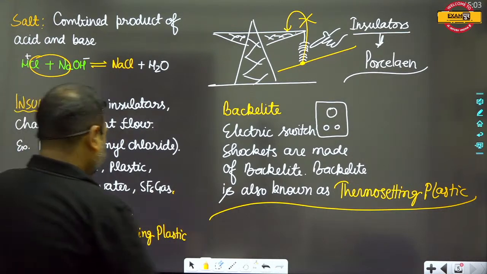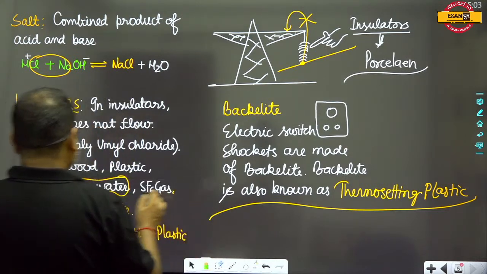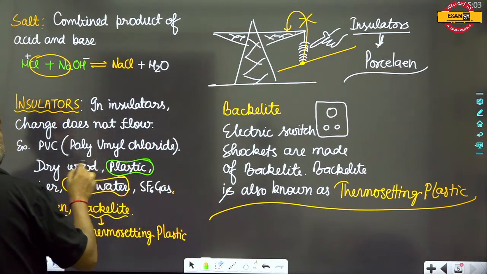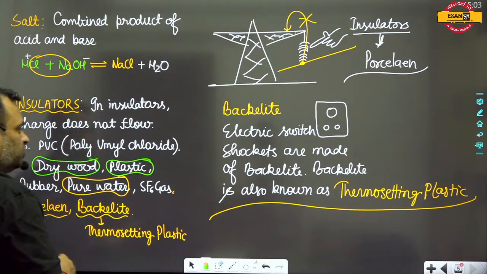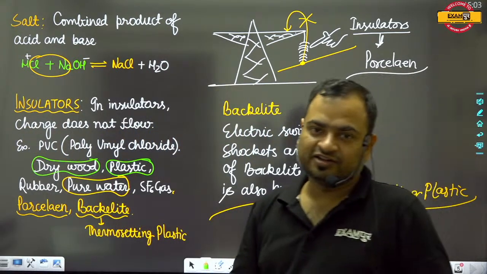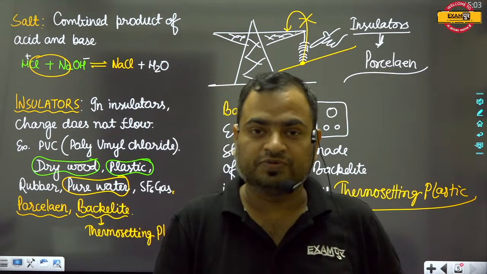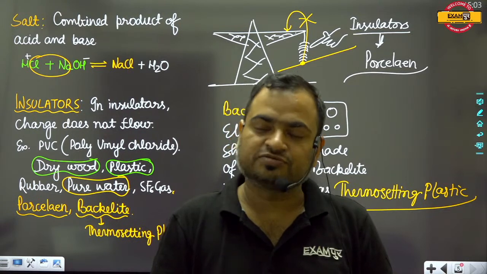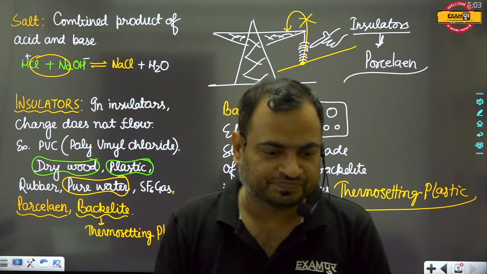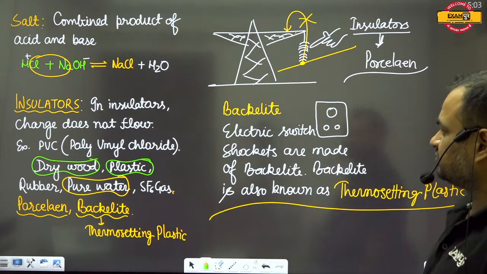Yes, pure water. Pure water is also an insulator of electricity, and dry wood. Yes, plastic. Plastic is also dry wood. Okay, if you want to touch the live wire of any conductor, then never touch it without dry wood, because there are no moving ions in dry wood, and that's why dry wood is an insulator of electricity. Okay, so these are the insulators of electricity.